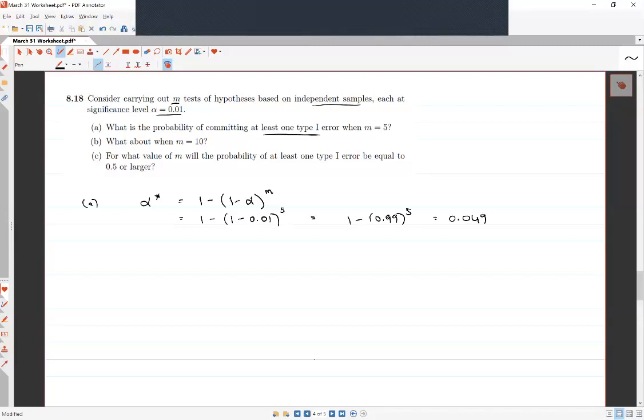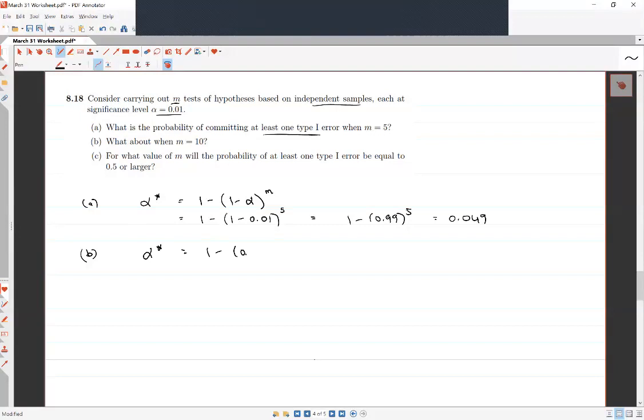So roughly 5%. What this tells us is if we are performing 5 individual tests, and they're each done at the 1% level, then the chance that at some point we make a type 1 error is still pretty close to 5%. So our overall level is no longer 1%, it's much closer to 5%. What about if we were doing 10 different tests?